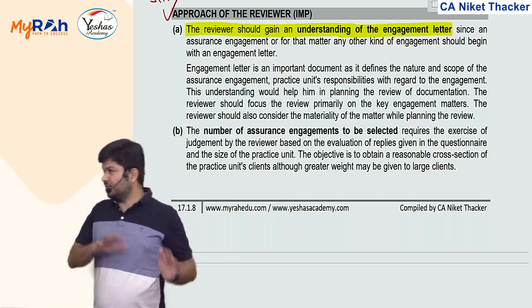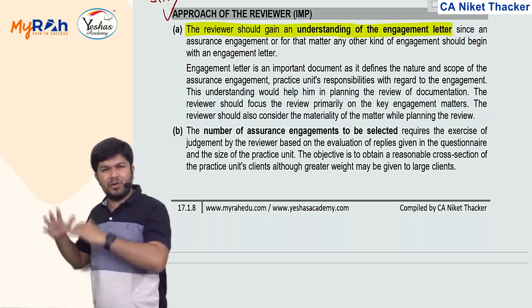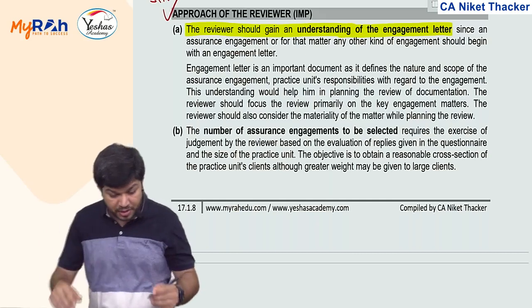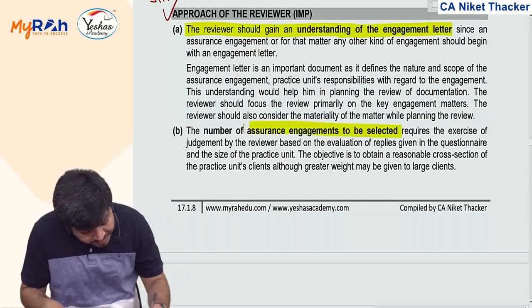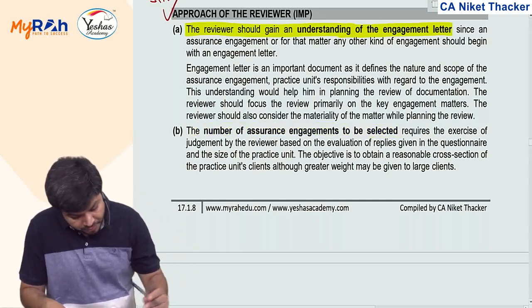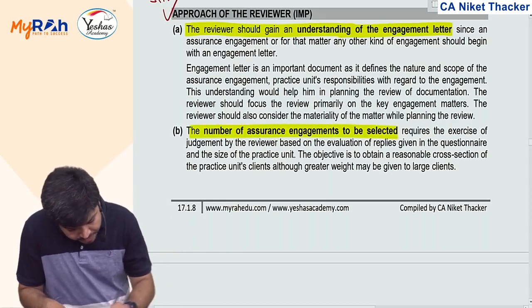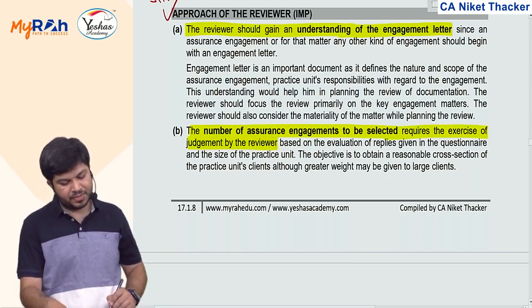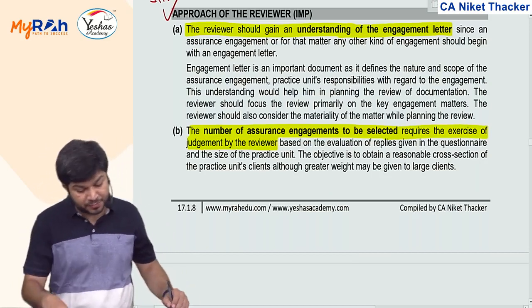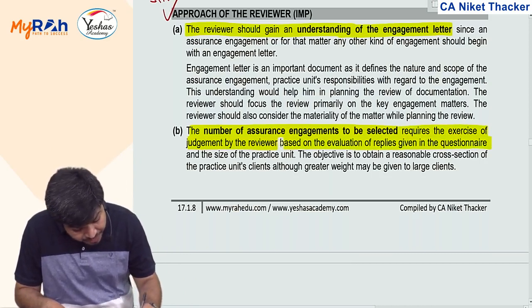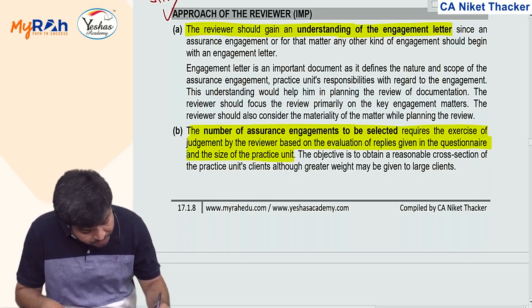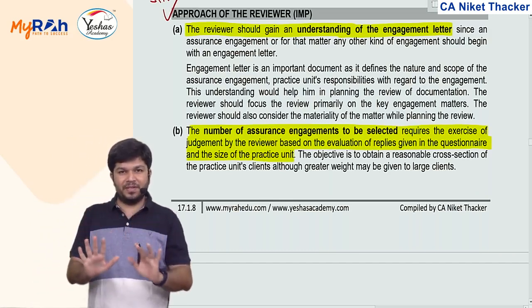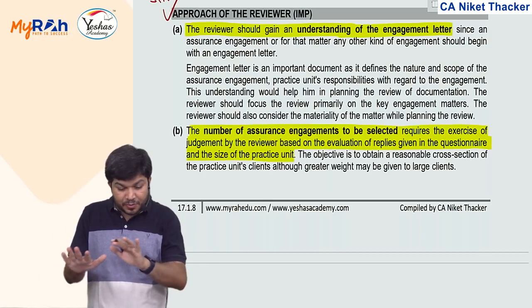Okay, and second, I selected 3 files. Sir, why not 5? Why not 7? You can do it. The number of assurance engagements to be selected for the review requires judgment by the reviewer, based on the replies to the questionnaire and the size of PU. Now, sir, what are these replies to the questionnaire? I'm coming to that questionnaire part.